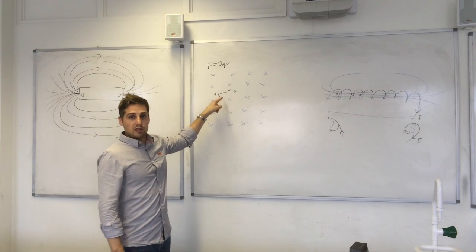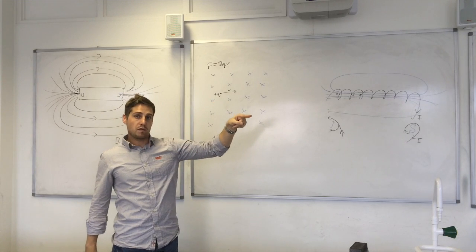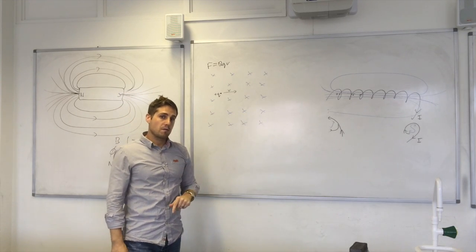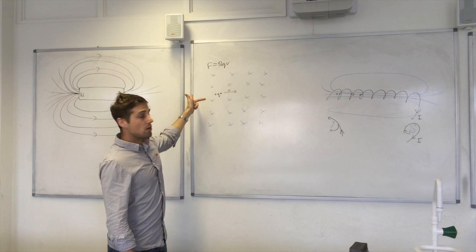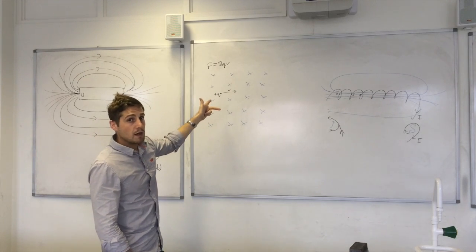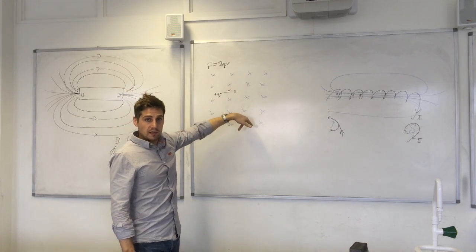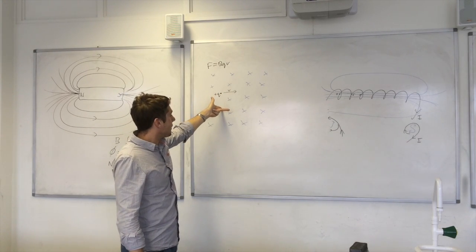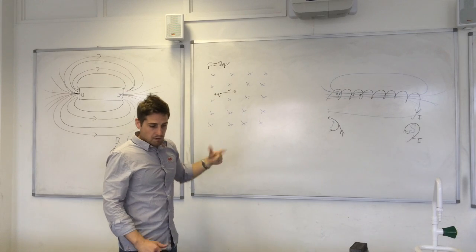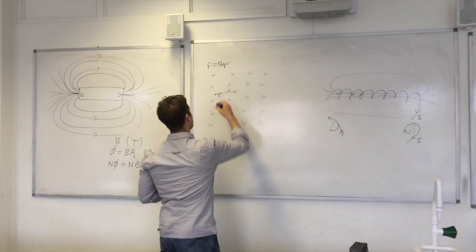In this case, we have a positive charge. Now, a positive charge will move in the same direction that conventional current flows. So our current direction is to the right. Our field direction is into the board. That's what the crosses indicate. So it's into the board, and that means it'll experience a force upwards.